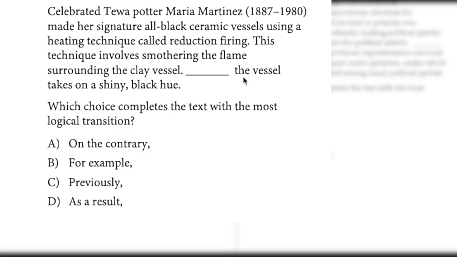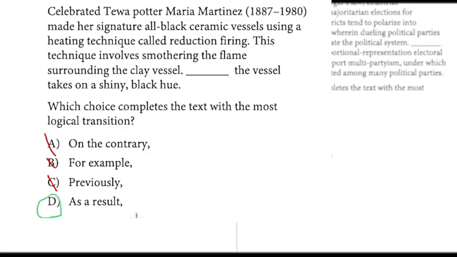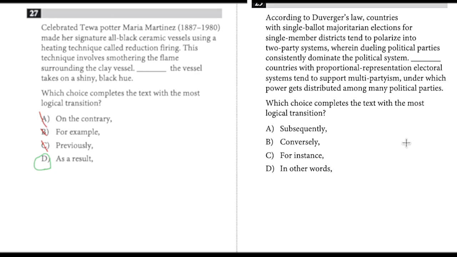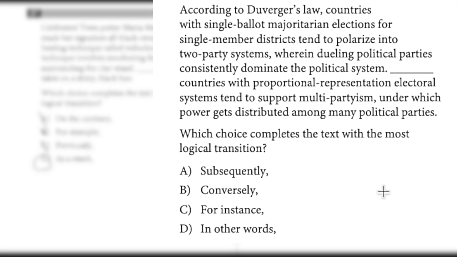And for these, I do like to try and just read the sentence before and then the sentence with the blank space. This technique involves smothering the flame surrounding the clay vessel. The vessel takes on a shiny black hue. So it seems like you do this thing and then the vessel takes on a shiny black hue. So I'm looking for like, that's what happens after you smother it. On the contrary, no. For example, no. Previously, no. As a result, yeah. We do this thing, and because of that, as a result, it takes on a shiny black hue. According to Duverger's law, according to Duverger, what is that name?